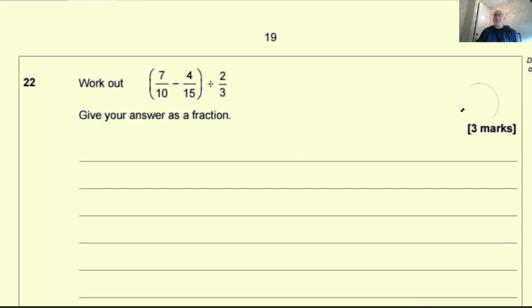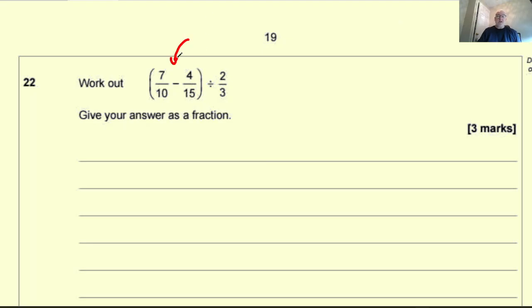Question 22. Work out 7 over 10 minus 4 over 15 divide by 2 over 3. Give your answer as a fraction. So we've just done vectors. It's nothing to do with a vector because I've got fraction symbols in there. So this is all a fraction question.